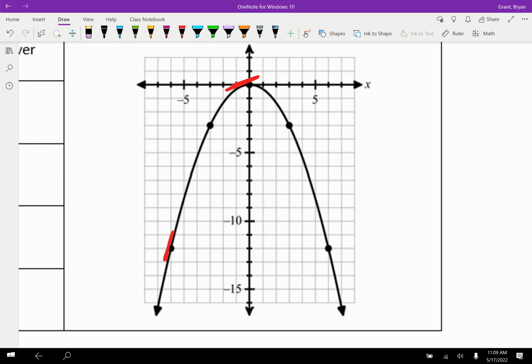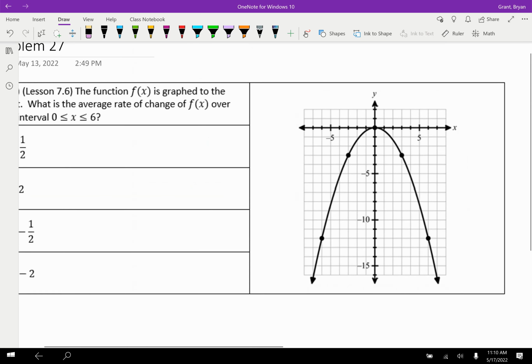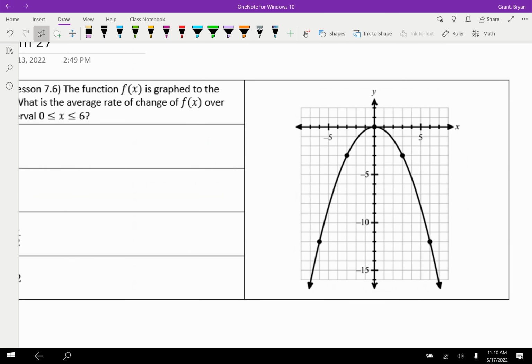Now, the problem is we don't know how to find the exact steepness on these curvy graphs. For lines, it's very easy. If you just had a line, it's the same steepness everywhere. You just count your rise, your run, and it tells you how steep the line is. Again, because every point on here has a slightly different steepness, we don't talk about the slope at a single point. Instead, we talk about the average slope or the average steepness.